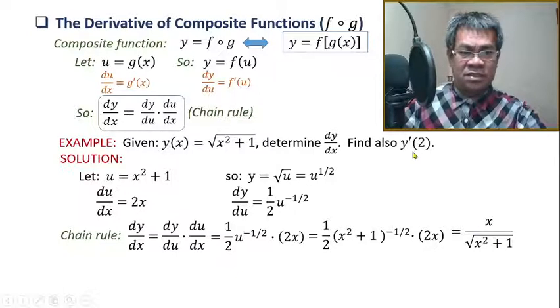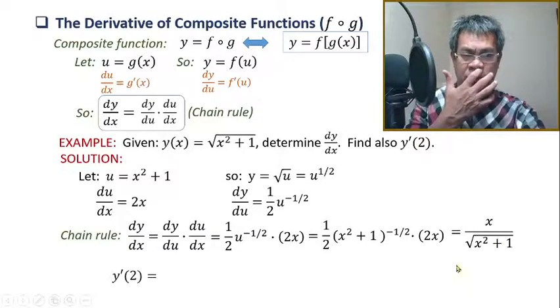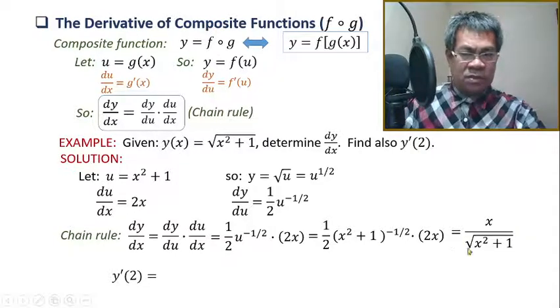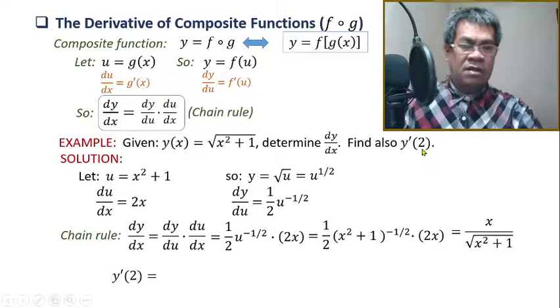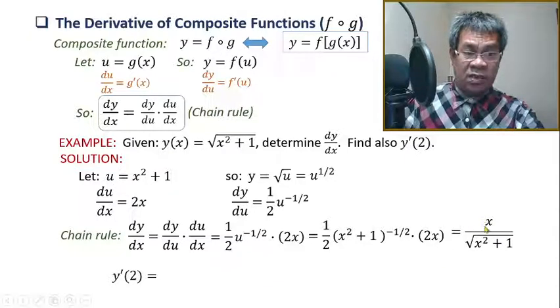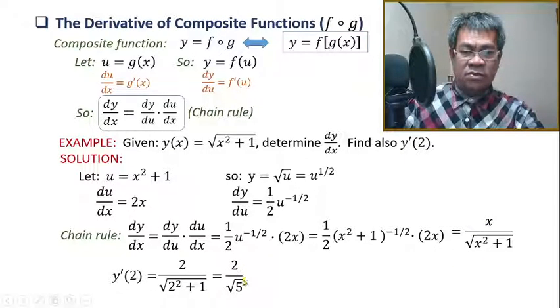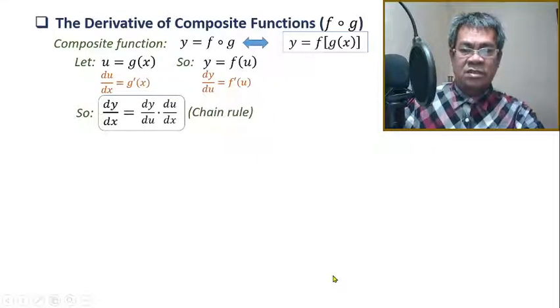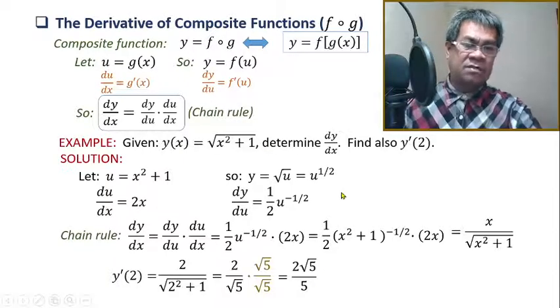This is not yet the answer because we are asked to find the derivative at x equal to 2. No need to rationalize yet because we have this requirement that we need to find the derivative of y with respect to x at x is equal to 2. So we have to replace x with 2 here. With that, the answer is 2 square root of 5. Because we are presenting a number, we have to rationalize this by multiplying by square root of 5 over square root of 5, which is the rationalizing factor. This will become 2 square root of 5 divided by 5. This is the answer to the problem. Set.